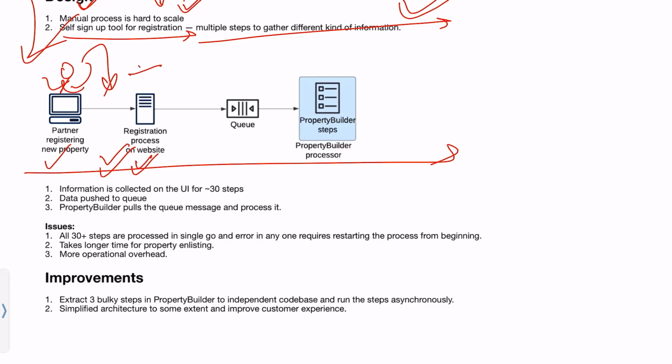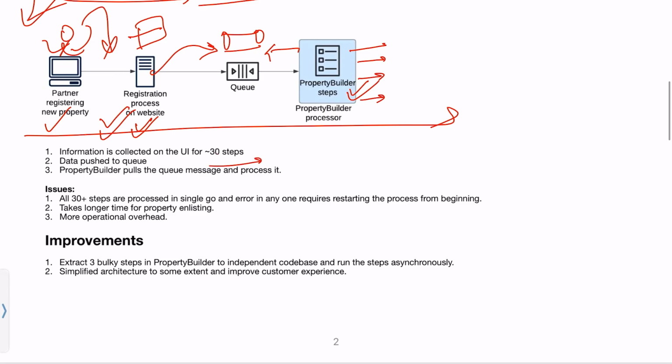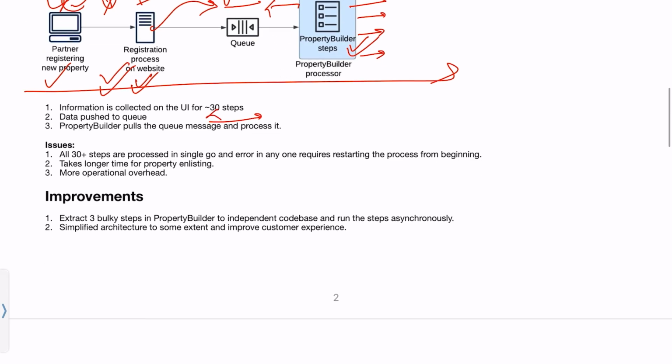As I said, there are multiple details which need to be entered. Once the details are entered, the request is put up in a queue. These requests are then pulled up by this property builder processor, or you can say a simple service which is running. It pulls up the messages from the queue and then executes these steps. There are like 30 odd steps which are executed, and then they are processed or saved.